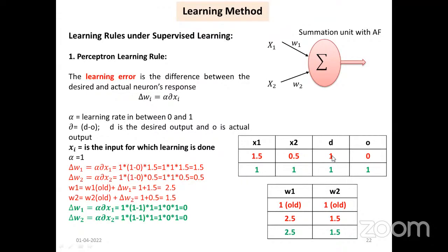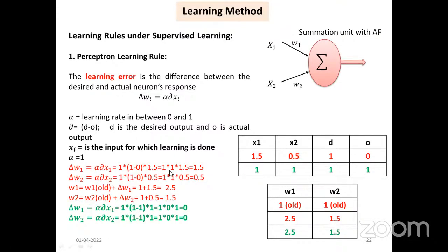So desired is how much? 1. So 1 is given here. Actual is how much? 0. 0 is given. So for which input are we going to change the weight now? For this input x1. The value of x1 is how much for this pattern? Because for each and every pattern, the values of that attribute will be different. So here, the value of this attribute for the first pattern is 1.5. Therefore, we have here 1.5.